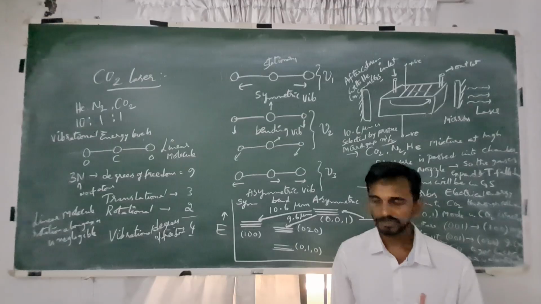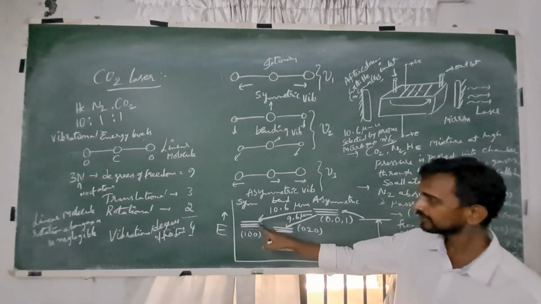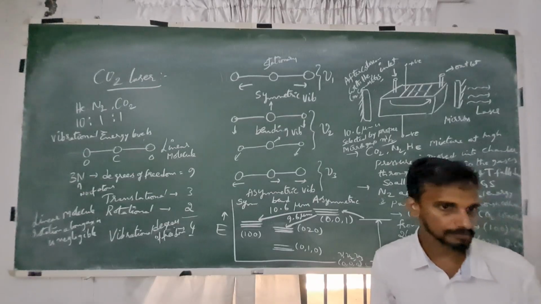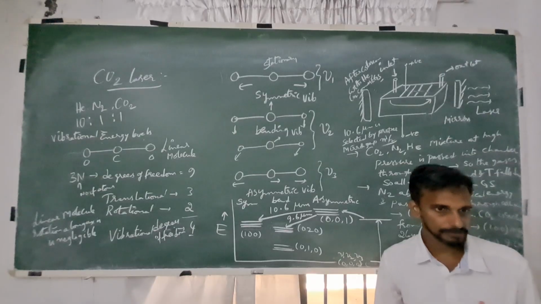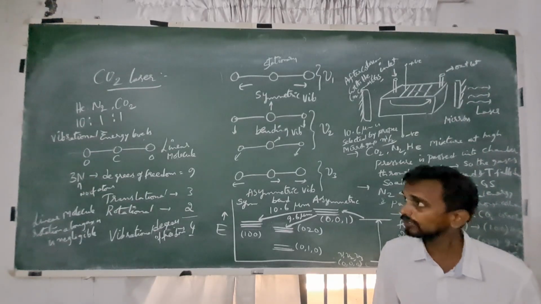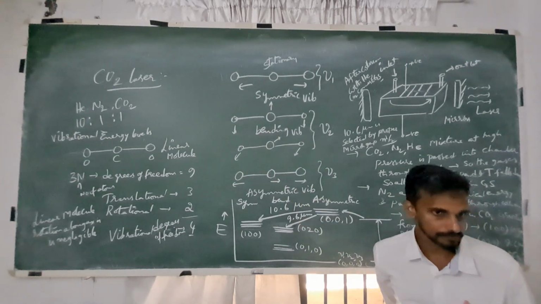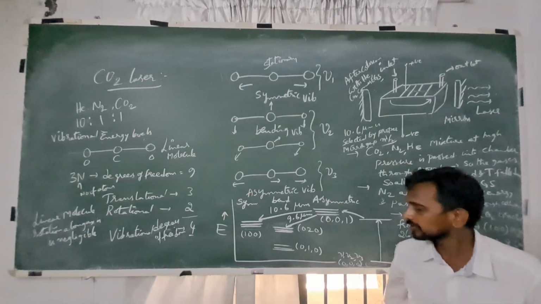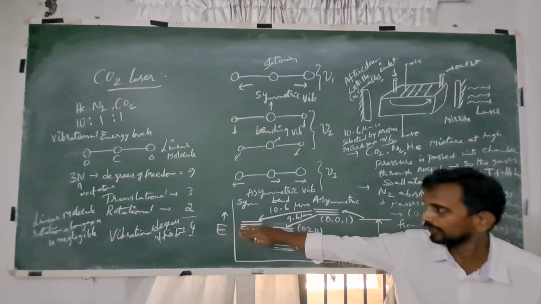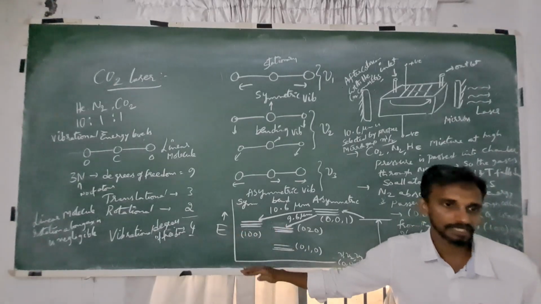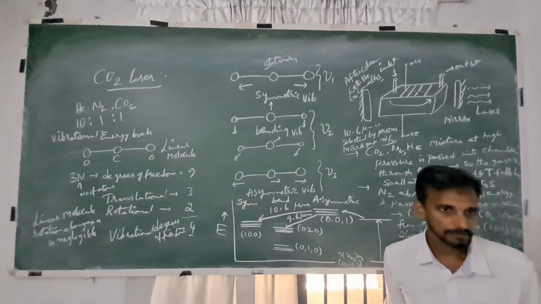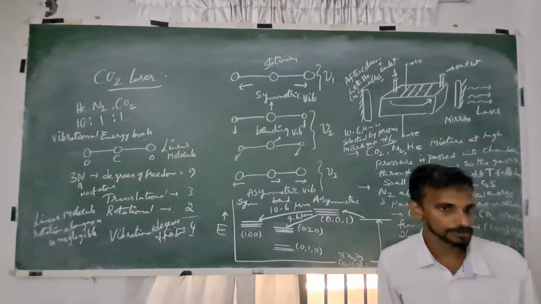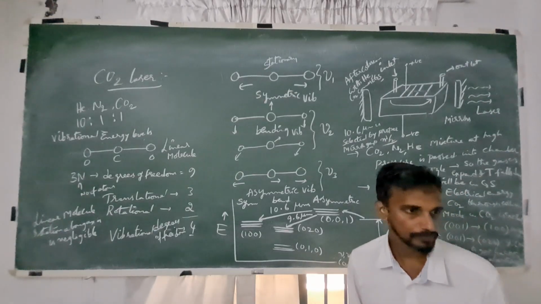If the atoms remain here forever, whatever laser light is produced will be absorbed back. Reverse absorption will take place, so you'll never have laser light. So our primary focus is on de-excitation. Once these molecules come to this vibrational level, they will quickly come back to the ground state, because there is 10 times more possibility for de-excitation than excitation.